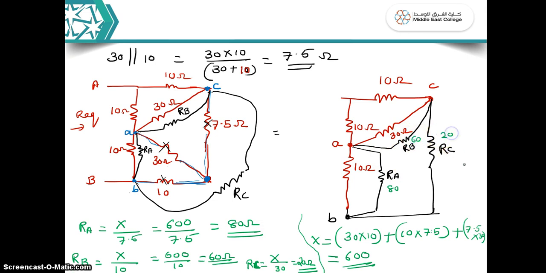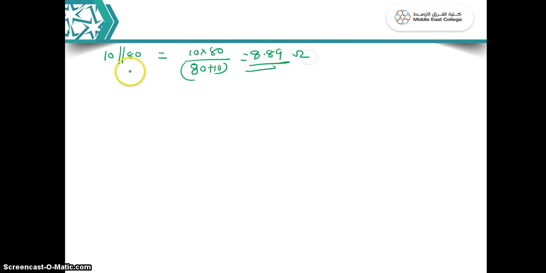So now 10 and 80 are parallel, 30 and 60 parallel. After solving that, we will see what's the answer. 10 parallel with 80: 10 multiplied by 80 divided by 80 plus 10, that is 8.89 ohm.